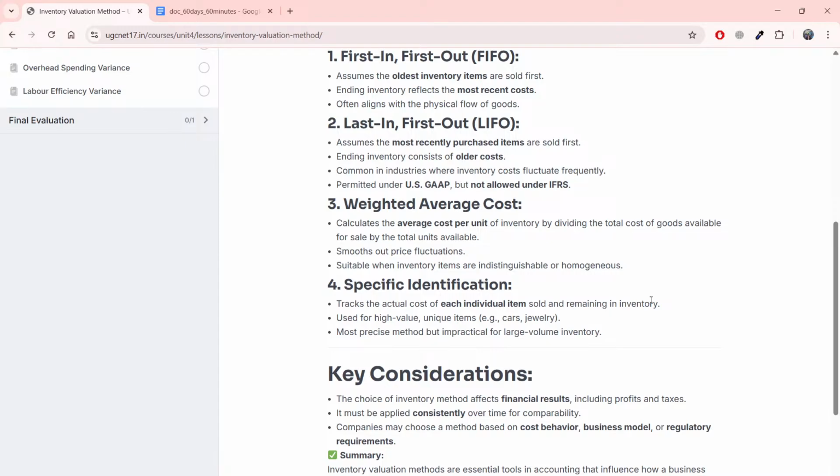The choice of inventory method affects financial results, including profits and taxes. It must be applied consistently over time for comparability.